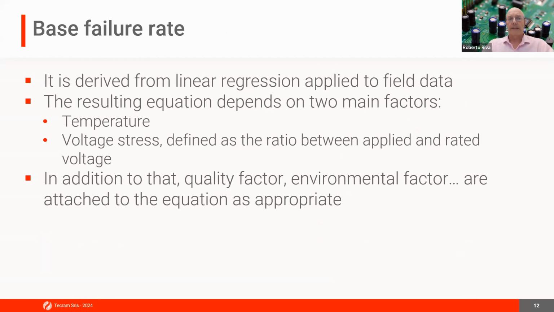So the base failure rate was derived from linear regression applied to field data. And we looked at some of these data in one of the references we will see when we talk about the diodes. The resulting equation depends on two main factors, the temperature and the voltage stress, voltage stress intended as the ratio between the applied and the rated voltage. In addition to that, we have other factors that come into the equation, quality factors and environmental factors, that are attached to the equation as appropriate. And those will change according to the components we are considering.